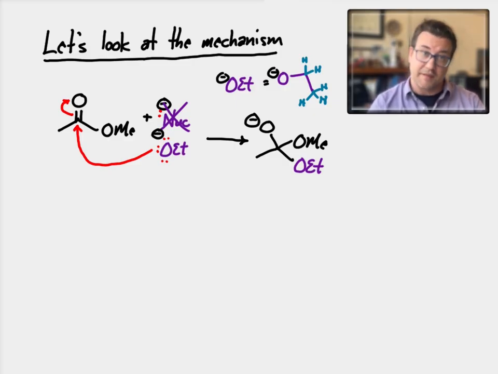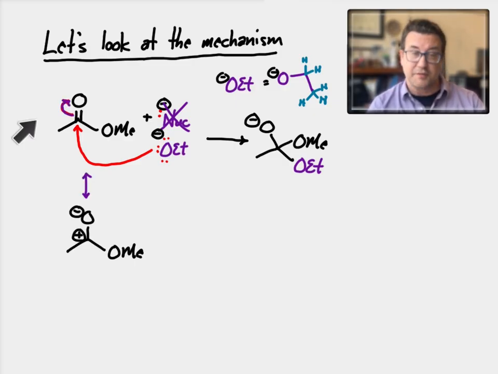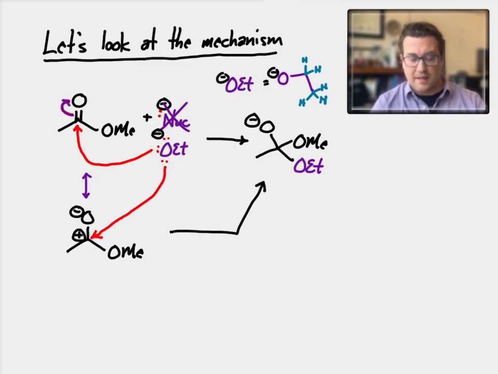Another way of thinking about this mechanism is to draw the resonance structure first. If you're ever stuck, drawing a resonance structure is a really good way of getting unstuck. This resonance structure tells us there's a positive charge on this carbon and a negative charge on the oxygen. Well, your nucleophile has a negative charge. Negative charges are attracted to positive charges, so you simply connect the arrows. That would also bring you to this same intermediate. This is a key tetrahedral intermediate that is involved in a lot of the mechanisms we're going to see. So being able to draw this tetrahedral intermediate is a really important step.